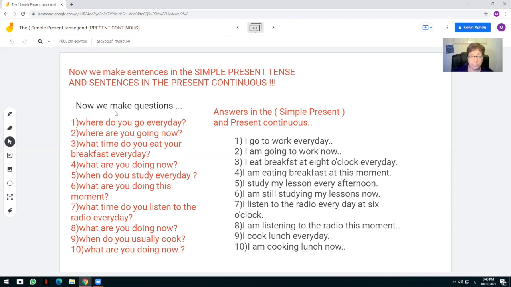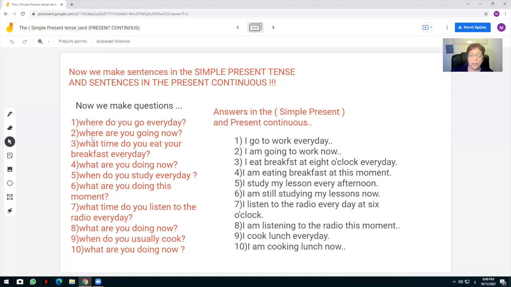Now we see the sentence. Here we have questions. Number 1 says, where do you go every day? بتذهب فين كل يوم? We have the answer here. I go to work every day. أنا بذهب للعمل every day كل يوم.